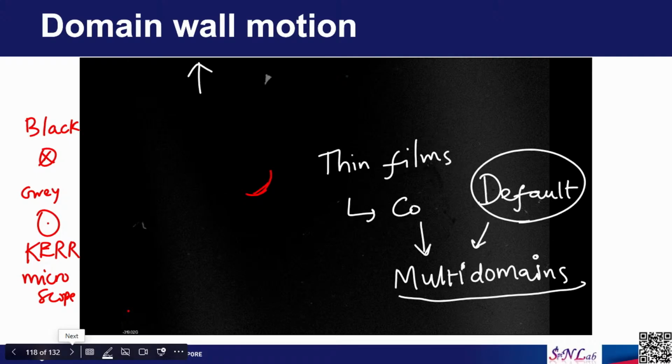Okay. So, this is what I meant. The reversal mechanism depends on the state of your film. So, if your film or sample has multi domain state, then you will have this domain wall motion reversal mechanism.